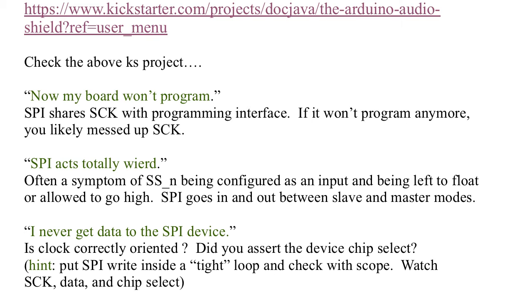So there's a bunch of stuff that you can check when your board doesn't work. Since the SPI is sharing a serial clock with the other devices, it's possible the serial clock got messed up. So that's something you can look at on an O-scope. Sometimes SPI just acts weird, and this can happen because of a misconfiguration. Inputs can be left to float or allowed to go high when they shouldn't. You never get data out. Sometimes you have to look and see if things are being clocked correctly. Take a look at the SPI output and check it with a scope.